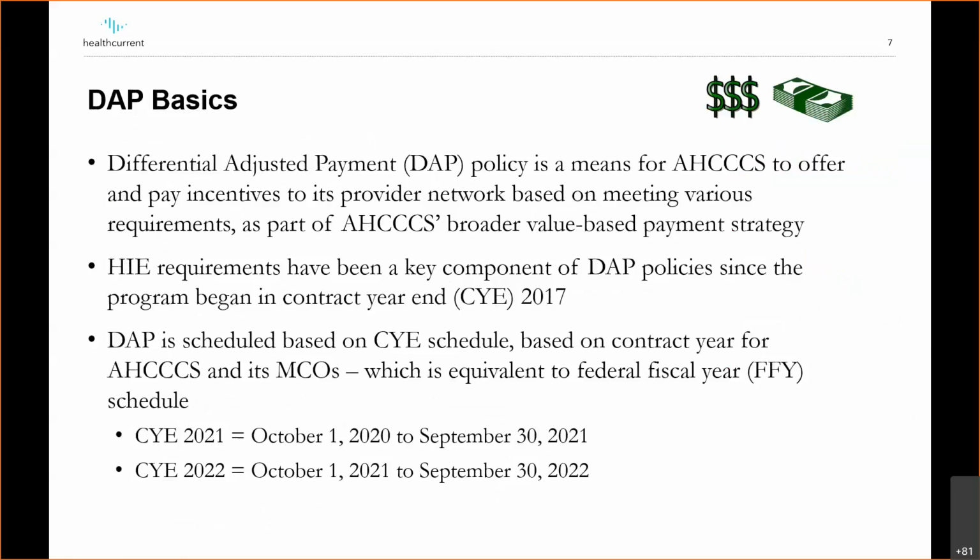So the differential adjusted payment is a means for Access to offer and pay incentives to its provider network based on meeting the various requirements as part of Access's broader value-based strategy. The HIE requirements have been a key component of DAP policies over the years, beginning in contract year 2017. We are currently talking about contract year ending 2022, going from October 1, 2021 to September 30th, 2022. So we'll be going through those different requirements.